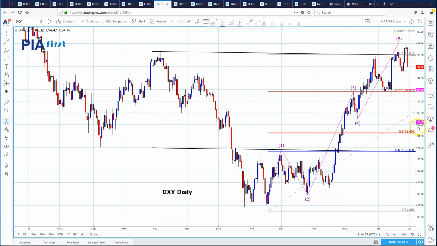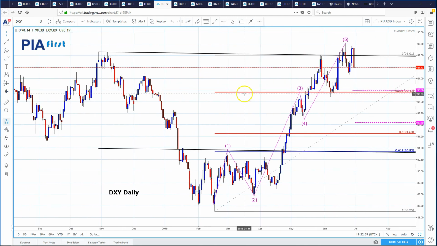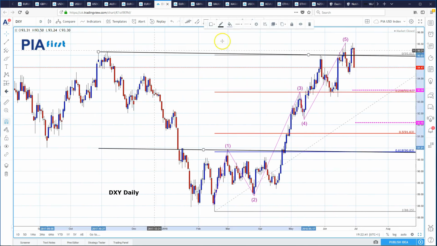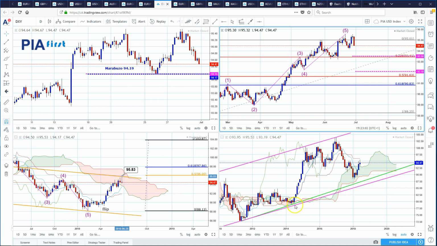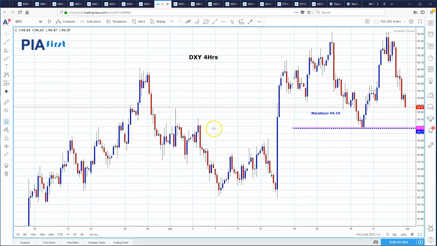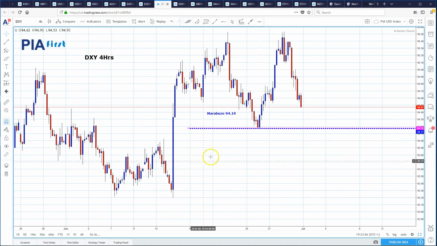If we break it down to the daily chart, we look like we've got a fifth wave extension, so 1, 2, 3, 4, and then up in 5. Obviously strong selling pressure on Friday of last week has left an evening doji star formation, which again is bearish for the dollar index. If we go to the intraday chart, this is the 4-hour chart.